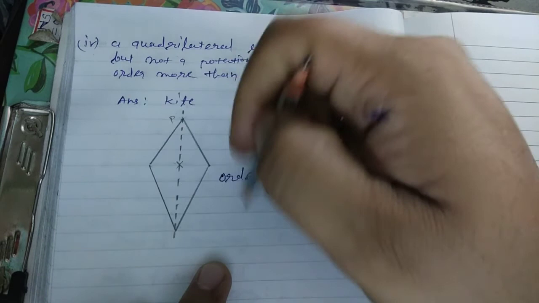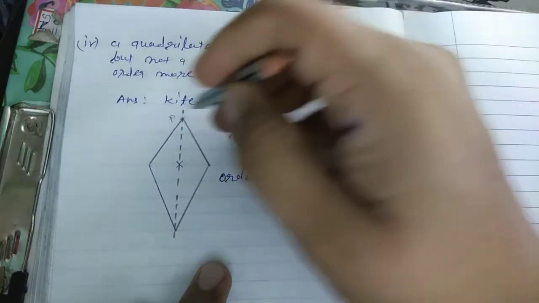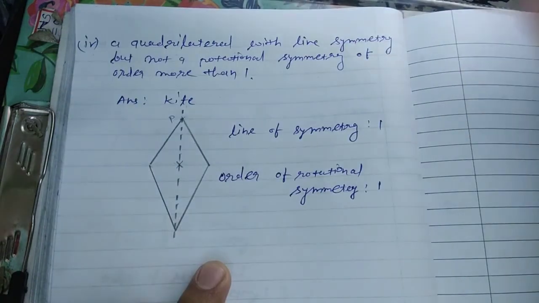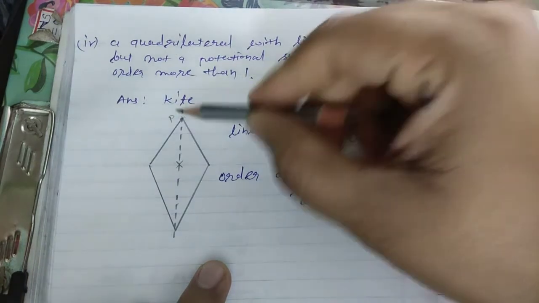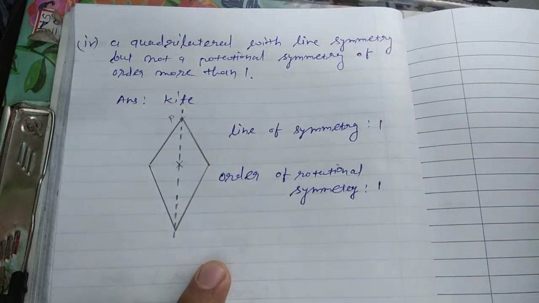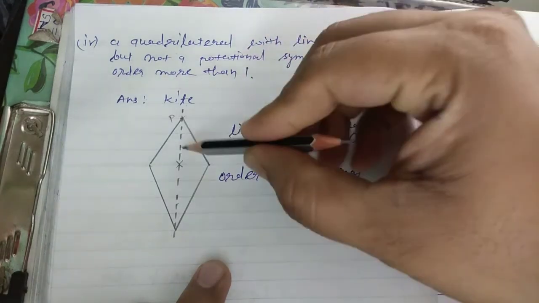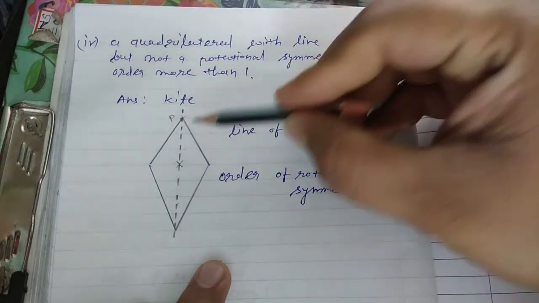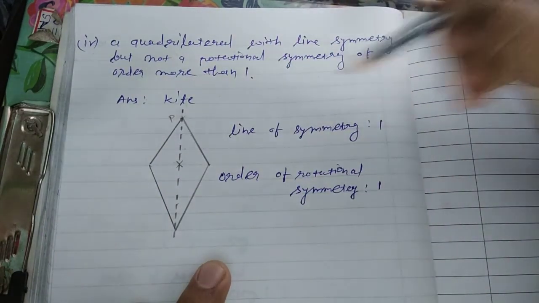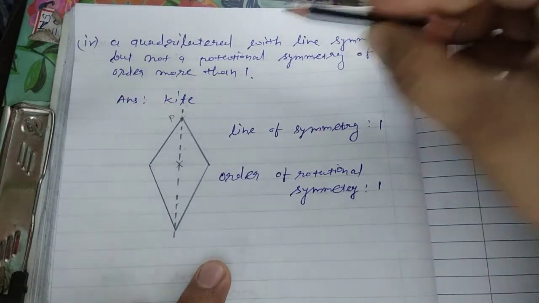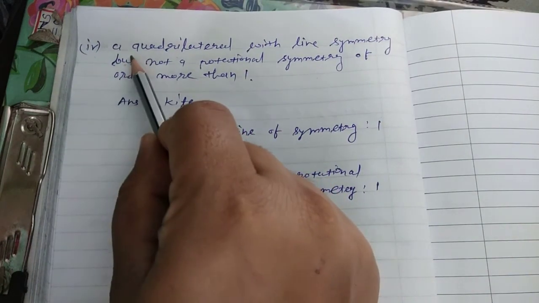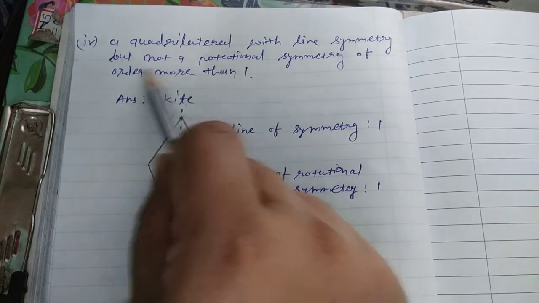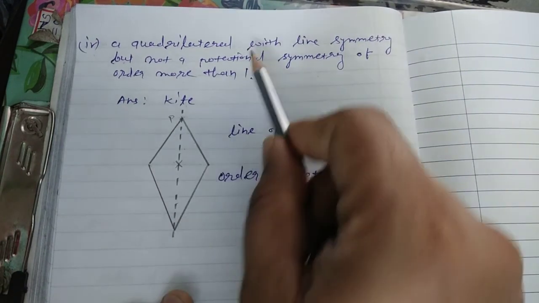After a 360 degree rotation, that means a full rotation, we get the same copy of the kite, and only at that time do we get the same copy, not at other angles. That's why the order of rotational symmetry for a kite is 1, and the line of symmetry is 1. So the question was a quadrilateral with line of symmetry but not a rotational symmetry of order more than 1. So the answer is the kite.